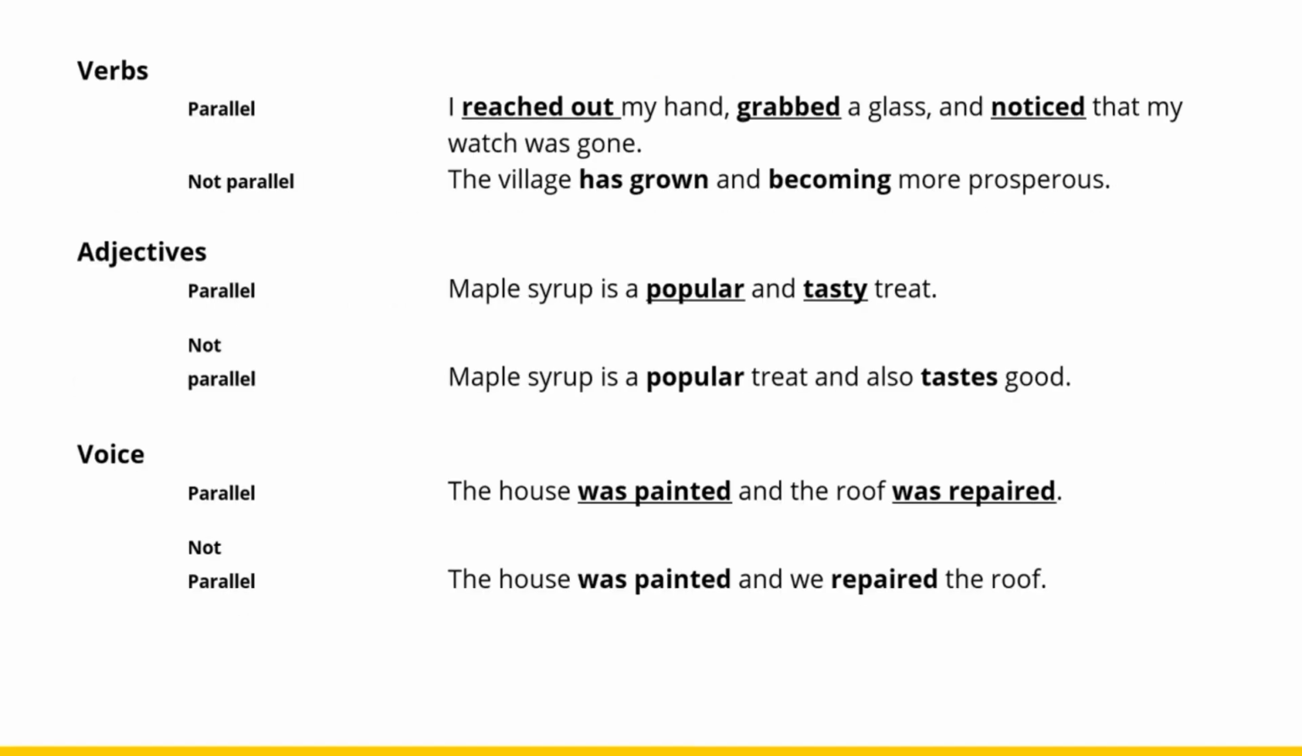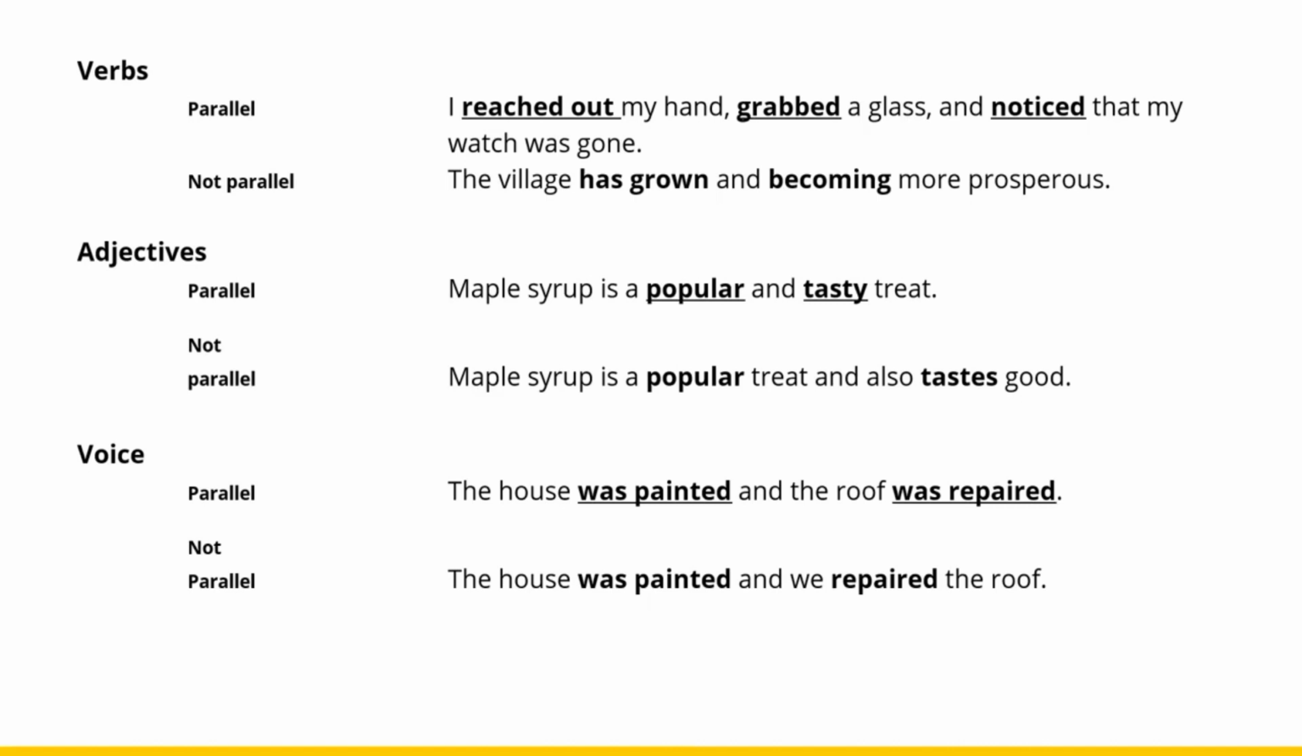The following parallel structures we're going to discuss are verbs, adjectives, and passive voice. The first one is verbs, and we have a verb parallel structure sentence here. I reached out my hand, grabbed the glass, and noticed that my watch was gone. As you see, we have highlighted words, in other words words in bold: reached out, grabbed, and noticed. It's parallel because all these words are in the past and all of them are verbs.